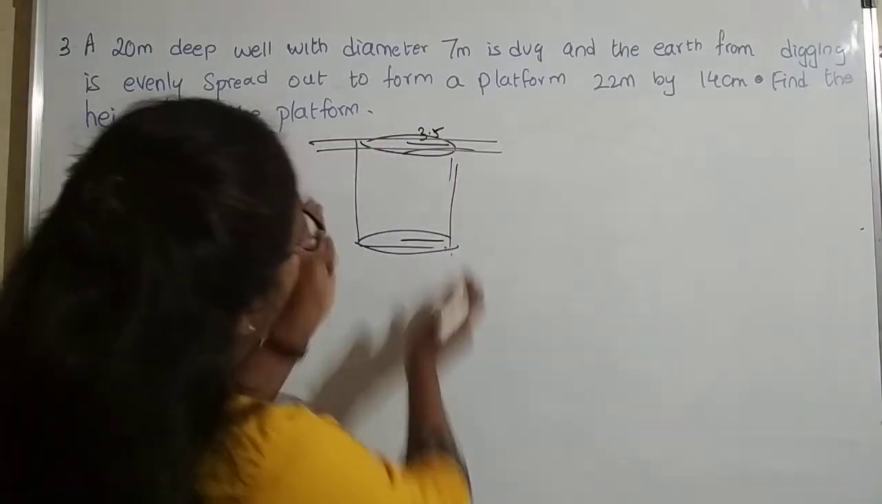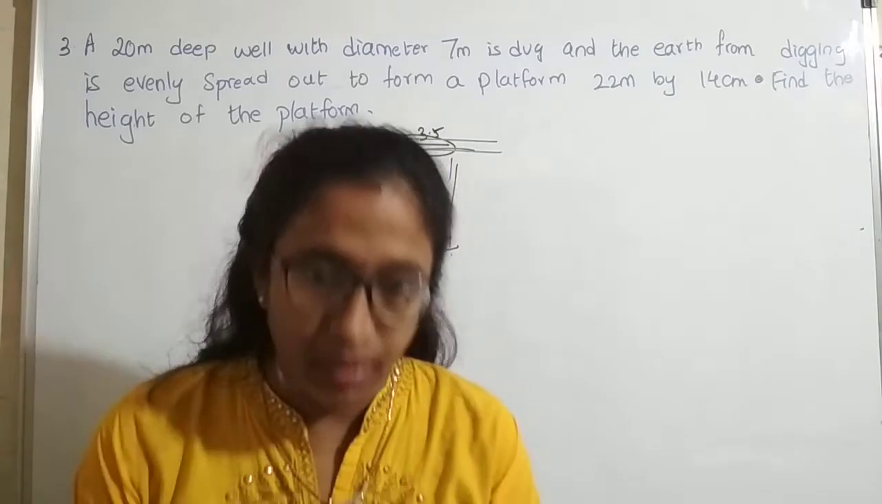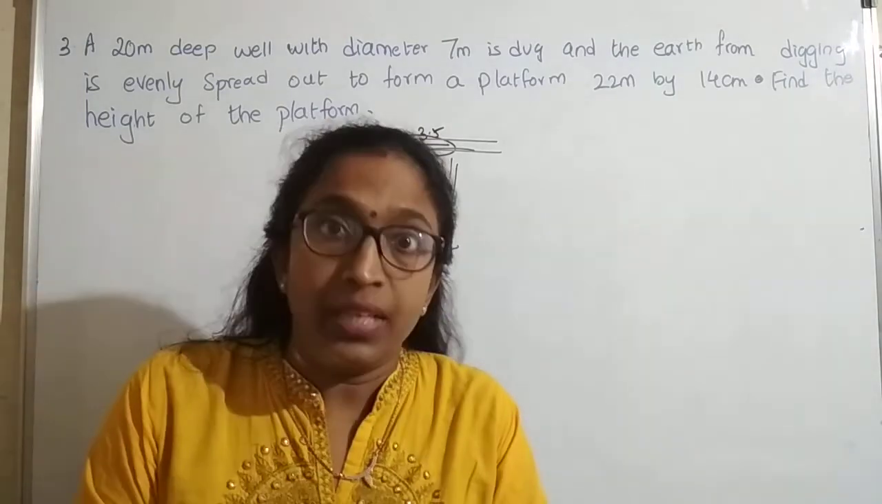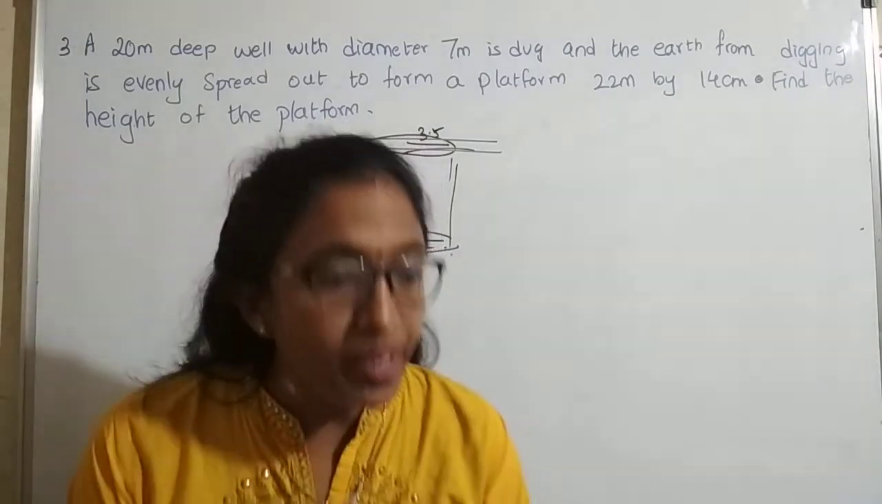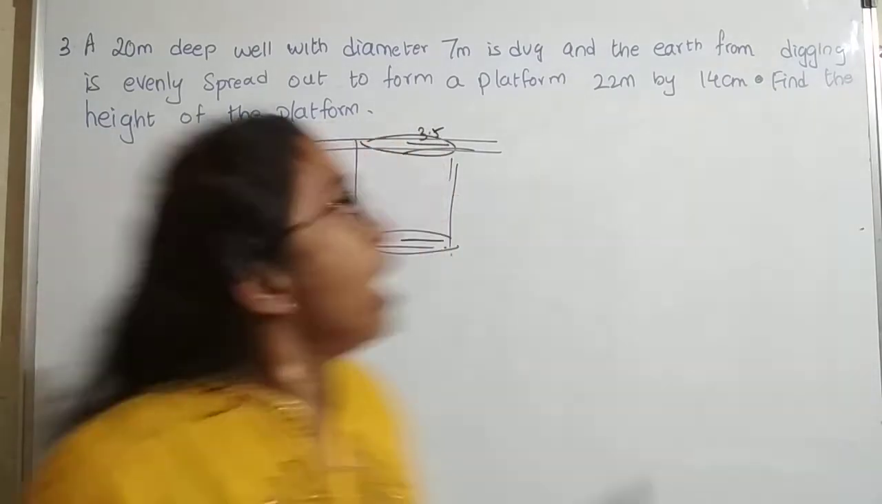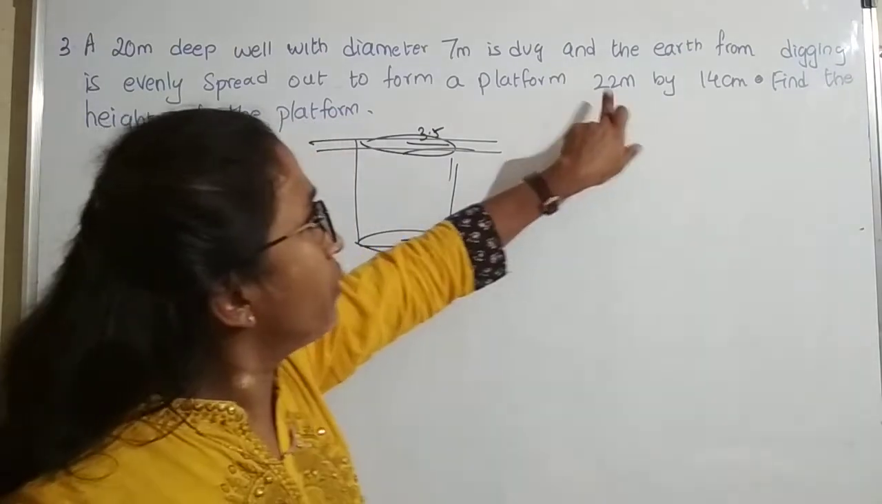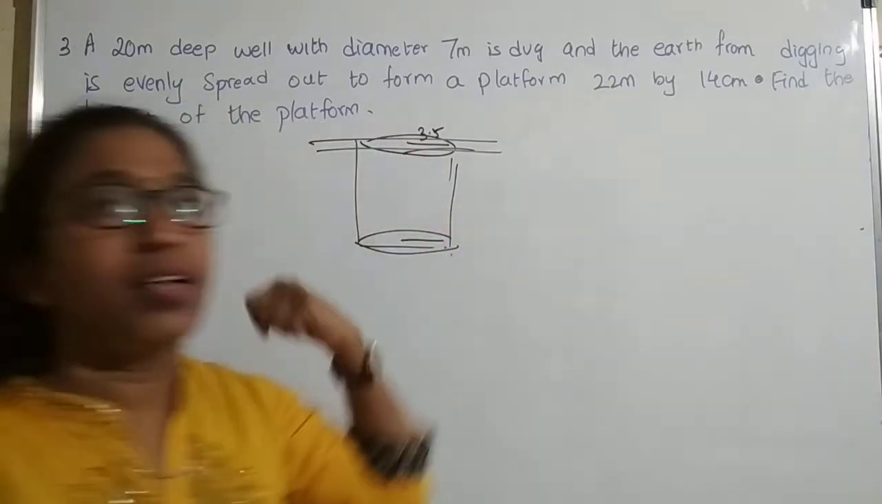And the earth. While digging a cylindrical well, whatever the earth is there, the mud, it has been removed. All the earth that has been removed is used to make a platform. What is the shape of the platform? Obviously it is cuboidal, because they have given length and breadth, and they are asking for the height.